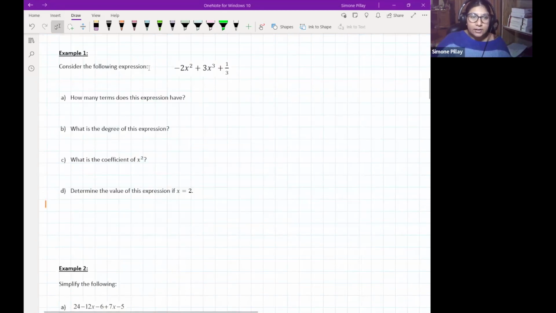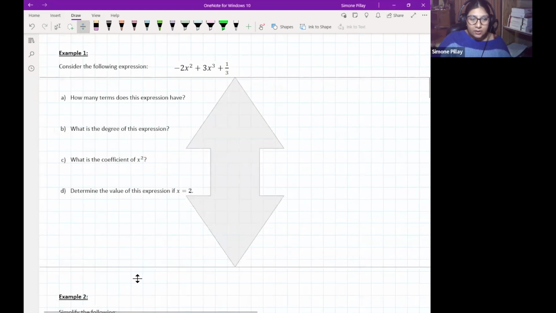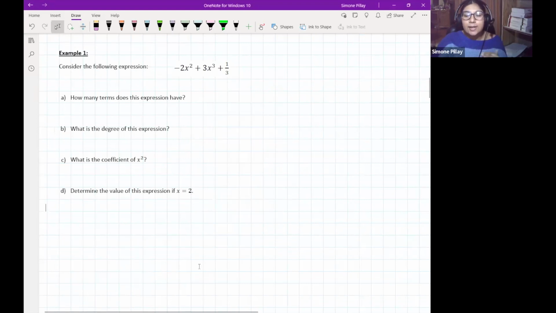We have example 1. So this example is just going to go over the terminology to see, can we look at an expression and understand questions that are asked about an expression. So an expression is this whole thing. I've lost my pen. No, found it again.